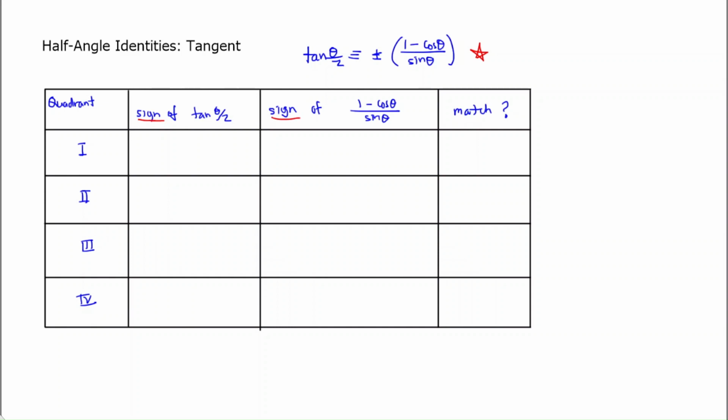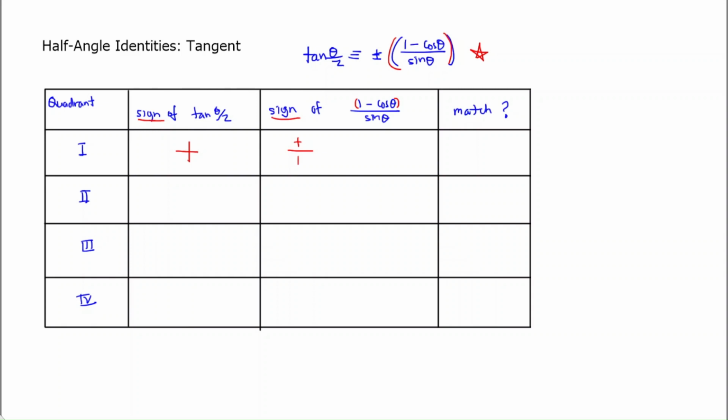Okay, so let's see. In the first quadrant, tangent of theta over 2 is going to be positive. Now let's take a look at what this expression in parentheses will be in the first quadrant. Well, cosine theta is always between negative 1 and 1. In the first quadrant, it's positive. So we have 1 minus a number that is never going to be larger than 1, so the 1 minus cosine part is positive.